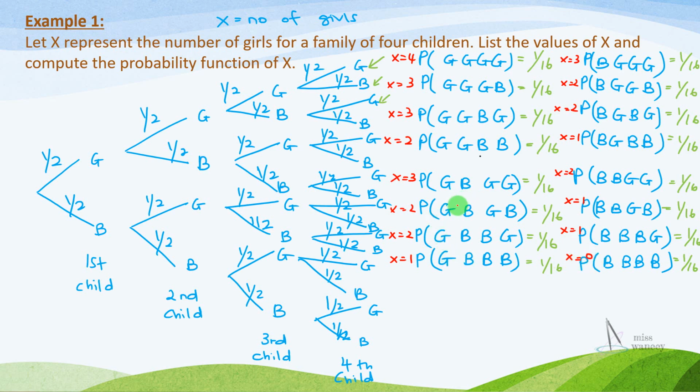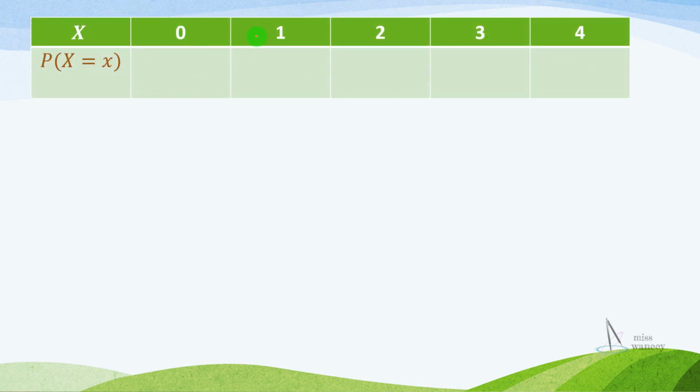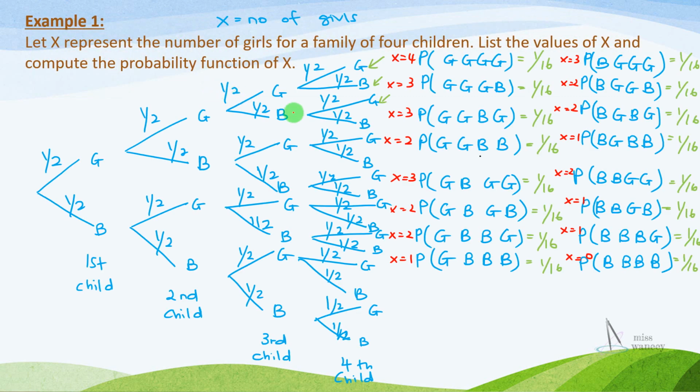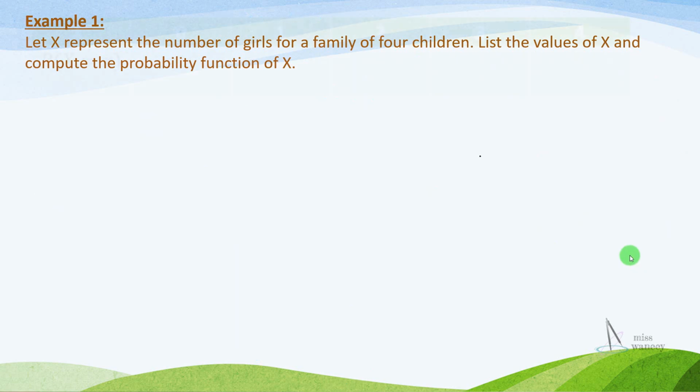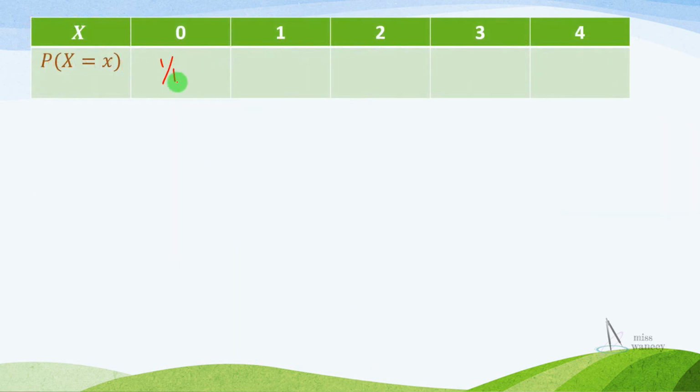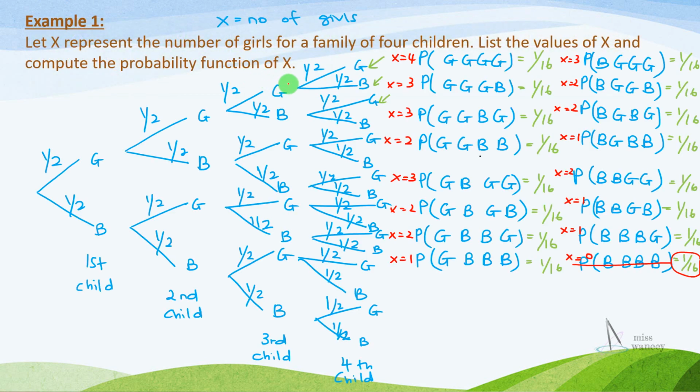Okay, so now let us list down the values of X. As you can see, your X goes from 0 up until 4, so let us do the table for it. We have X equal to 0, 1, 2, 3, and 4, and then we have to calculate the probability. Go back to your tree diagram and check how many X equal to 0 you have. For X equal to 0, we only have 1, and the probability is 1/16. So simply take the probability, 1/16.